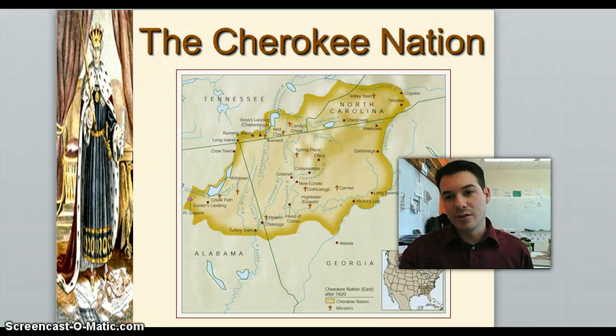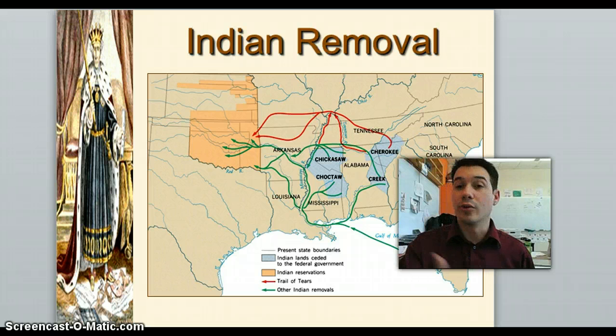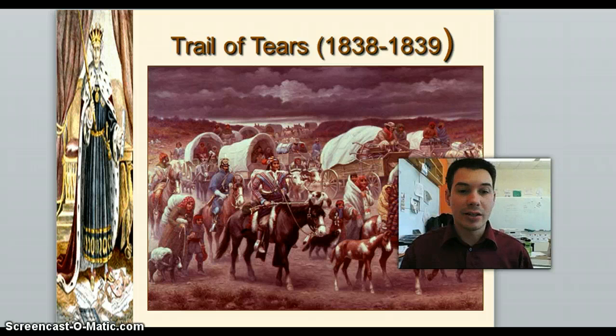Now, the Cherokee Nation, as you can see, is mainly in Georgia, a little bit of Alabama, a little bit of Tennessee, and altogether we're going to have these 5 nations who are going to go on what we call the Trail of Tears. It's going to be the Seminole, the Cherokee, the Creek, the Choctaw, and the Chickasaw. They are all going to go to this new territory called the Indian Territory. Now it's present-day Oklahoma.